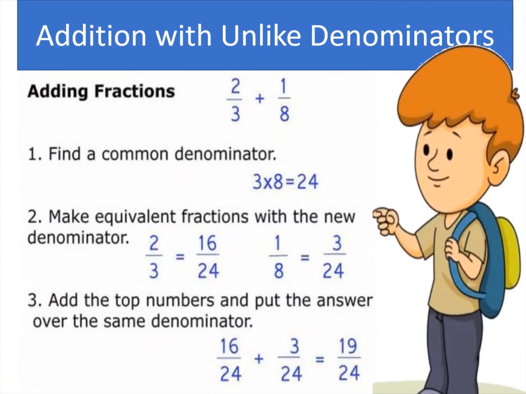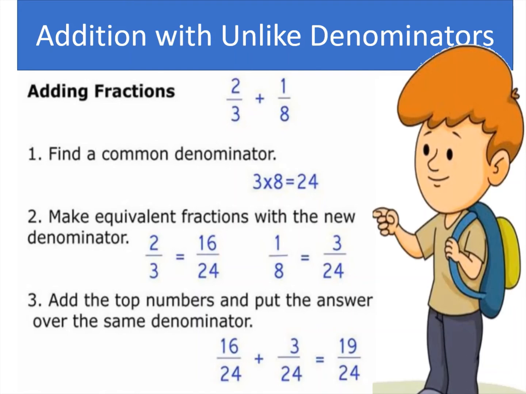Addition with unlike denominators. Adding fractions. 2 upon 3 plus 1 upon 8. First step is to find a common denominator.